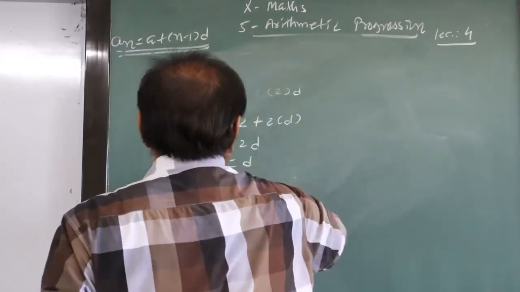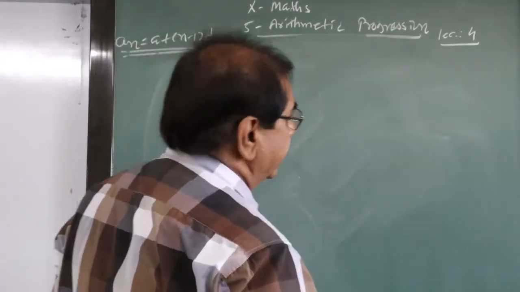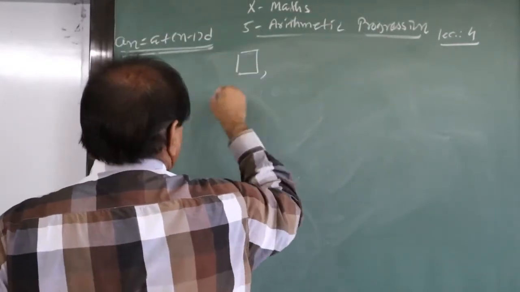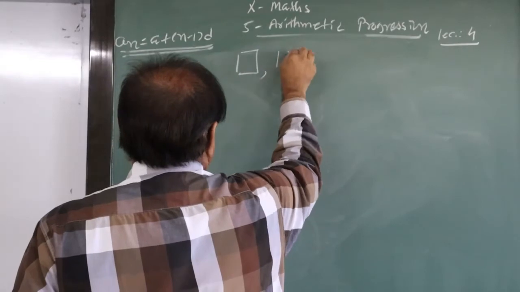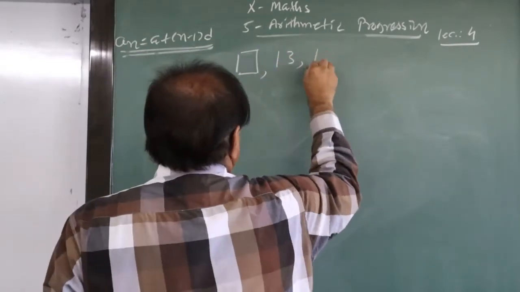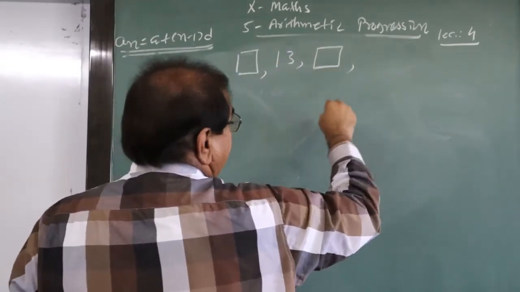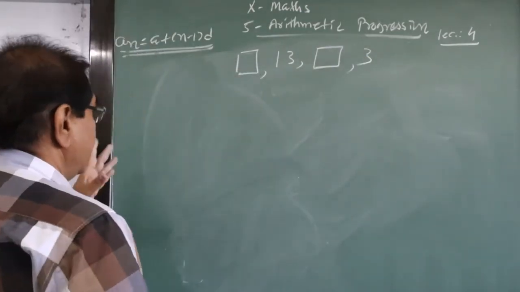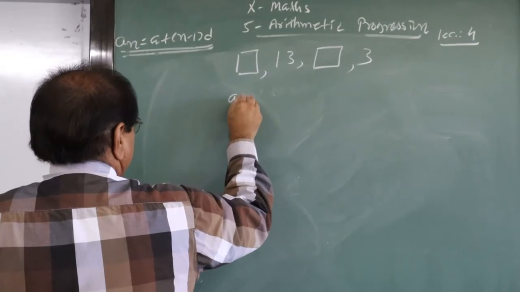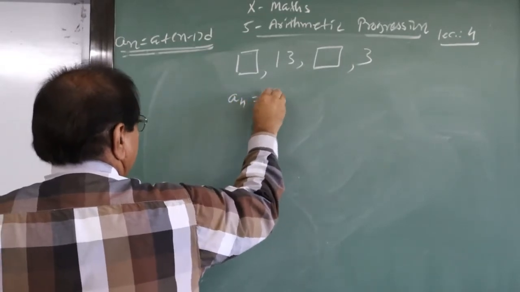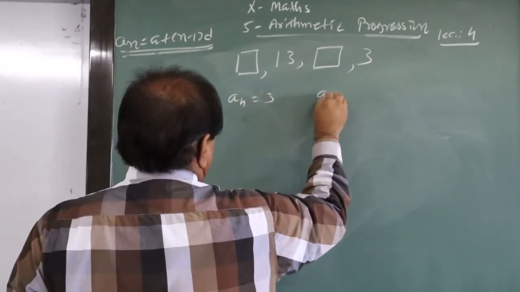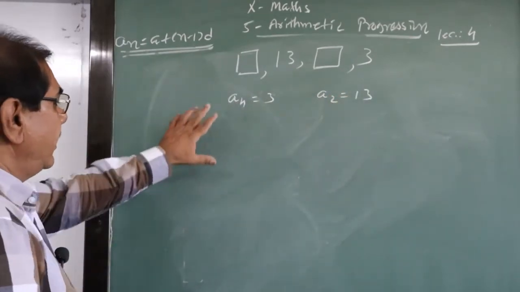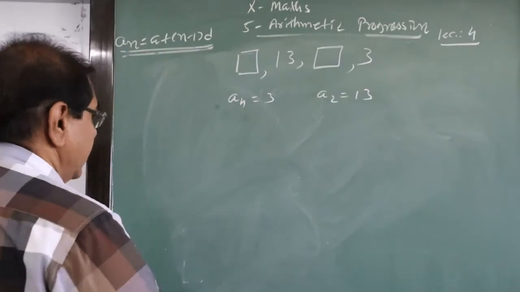One more type of question. Here the first term is not given, the second term is 13, the third term is not given and the last term is 3. So, there are 4 terms in short. So, I can go this way. A4, the fourth term is what? 3, and A2, the second term, is what? 13. So, I put the formula for A4 and A2.